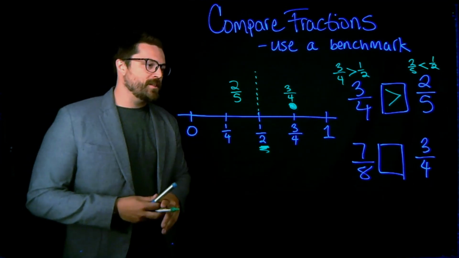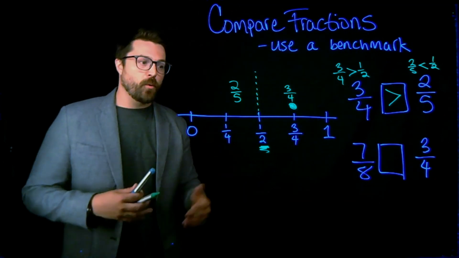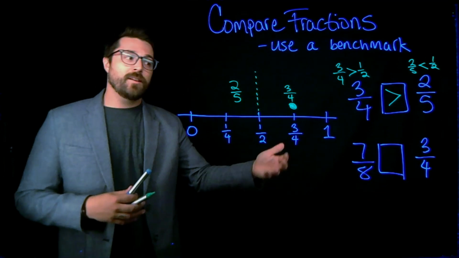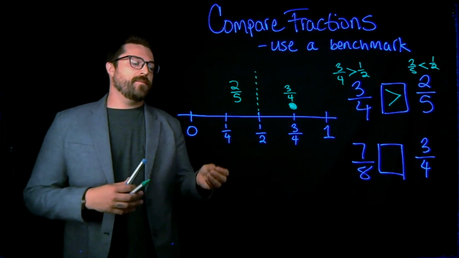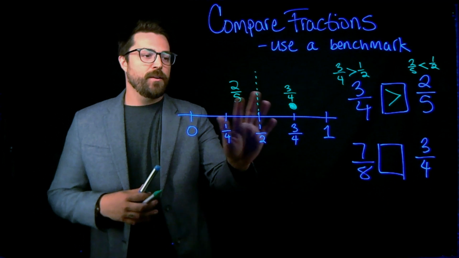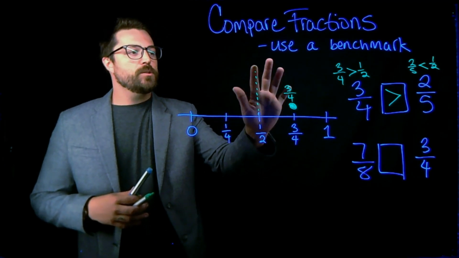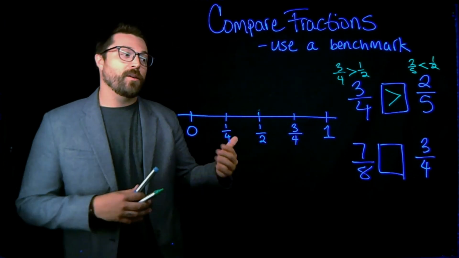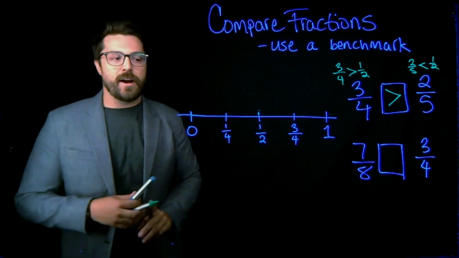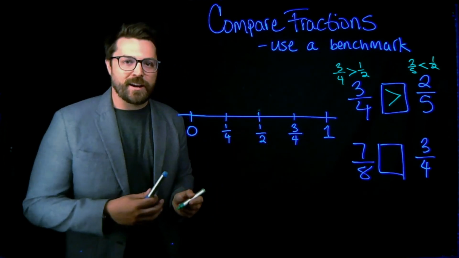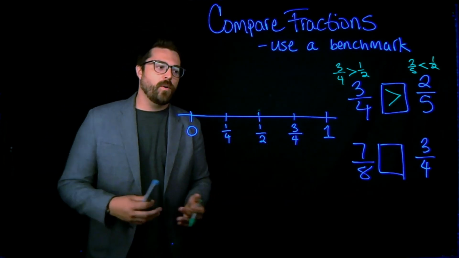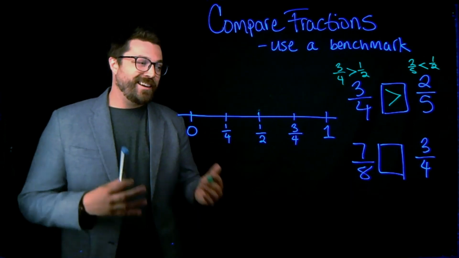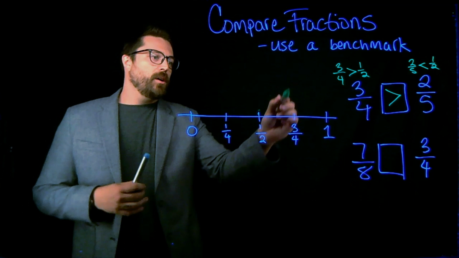Let's look at one more example: 7/8 and 3/4. I want to compare them. Is 7/8 greater than 3/4, or less than 3/4? This time I'm not going to use 1/2 as a benchmark, because I know that both of them are greater than 1/2. They're both on the right side of the line I could draw at 1/2, so comparing to 1/2 wouldn't work. But here I could compare to 3/4 again, because 3/4 is one of my fractions here.